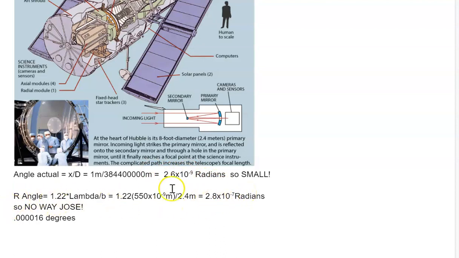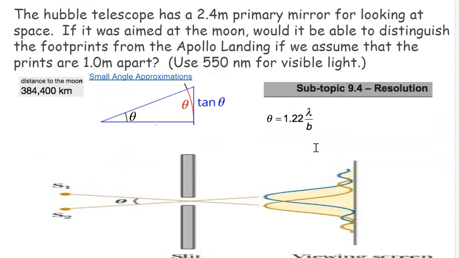So I put no way, Jose, you cannot see the footprints at all, because the actual angle between the footprints here is much smaller than what the telescope can resolve, right? Because the telescope is limited in its ability to resolve. The Hubble can only resolve something like this amount of degrees, 0.0000016 degrees roughly. That's just not enough to make out the footprints. So what we discovered is that the Rayleigh criteria angle here is such that the actual angle puts these bumps on top of each other in a way that you can't tell what's going on. They all just look like one image.